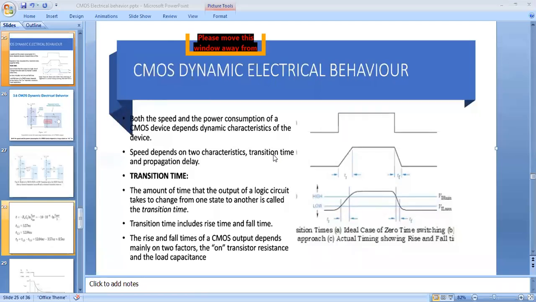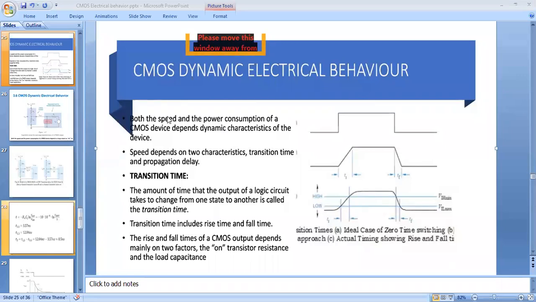So what is the transition time? The amount of time that the output of a logic circuit takes to change from one state to another state is considered as transition time. So in CMOS dynamic electrical behavior, we mainly study the first one, the speed of that circuit, and the second one, the power consumption of that circuit.